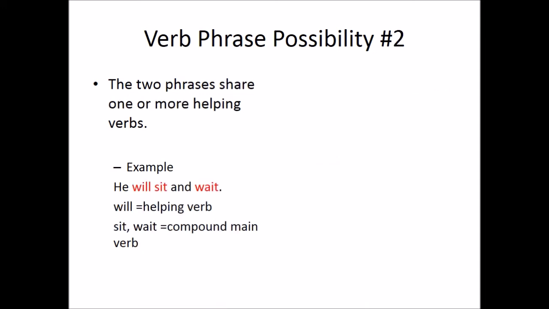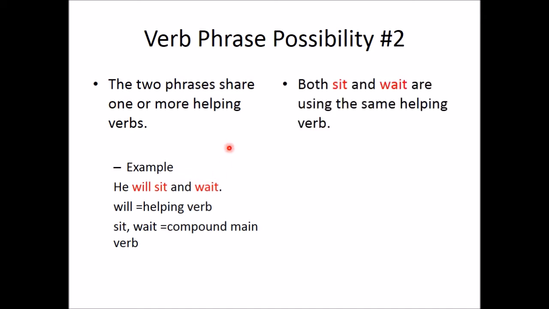Second possibility. In this possibility, the two phrases share one or more helping verbs. So our example was "he will sit and wait." "Will" is the helping verb, and then "sit" and "wait" are the two main verbs, and "wait" doesn't have its own helping verb. All right, so how do we diagram that? So both "sit" and "wait" are using the same helping verb. They're using the helping verb "will."